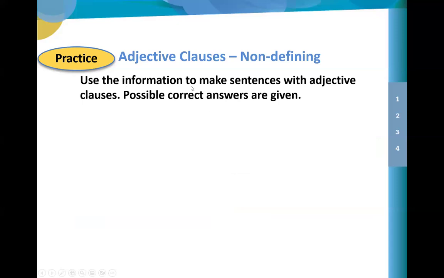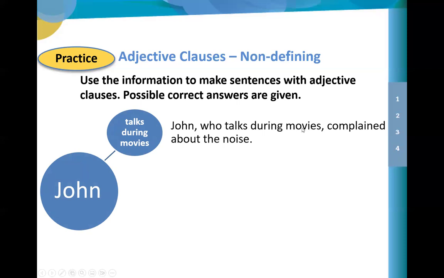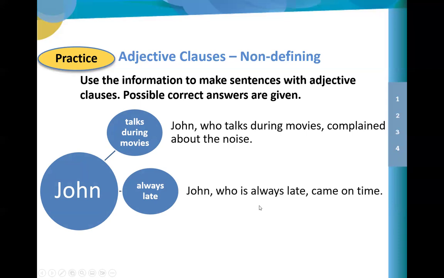Use the information to make sentences with adjective clauses. Possible correct answers are given. For example, John talks during movies. John, who talks during movies, complained about the noise. Always late, John, always late. John, who is always late, came on time. So we use adjective clauses to introduce or add some information to the sentence.